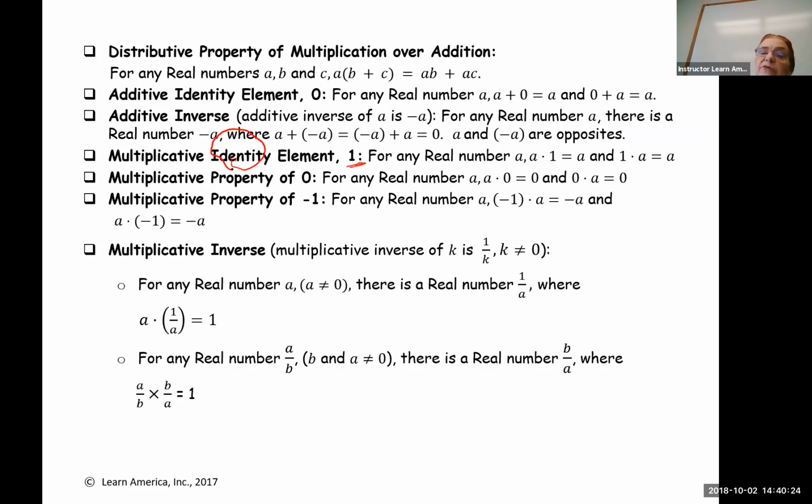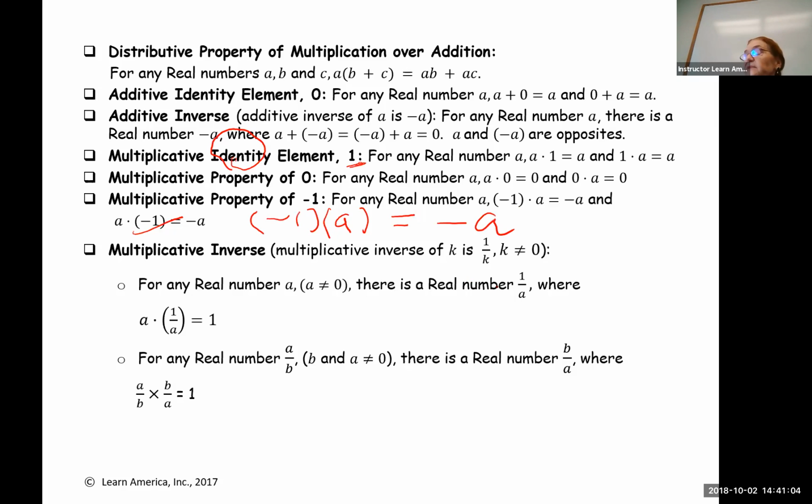Multiplicative property of 0: 0 basically wipes everything out to 0. You multiply anything by 0, you get 0. A times 0 is 0, 0 times A is 0. And multiplicative property of negative 1: for any real number A, A multiplied by negative 1 is negative A, the opposite of A. These both say the same thing. Again, I think we have an error in the PowerPoint here. We want to write A times negative 1 is negative A, and negative 1 multiplied by A is negative A.